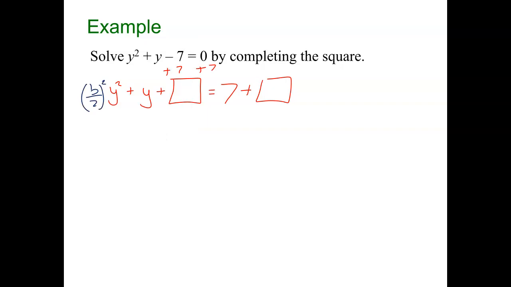Are my variables on one side and the constants on the other? No. So what do I have to move? The 7. By doing what? Okay. So now we're going to write it as y squared plus y plus a square equals 7 plus a square. What's my b value? Not y. What's the coefficient of y? 1. Okay. Can I simplify 1/2?